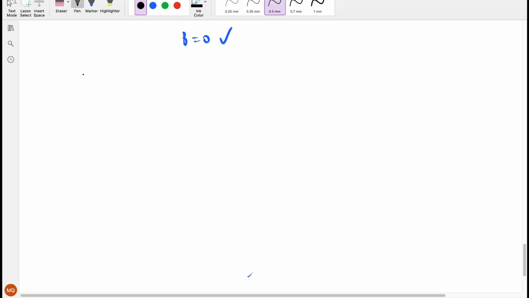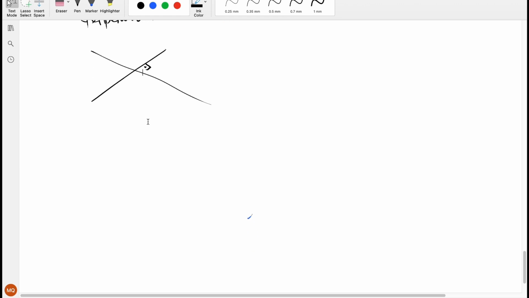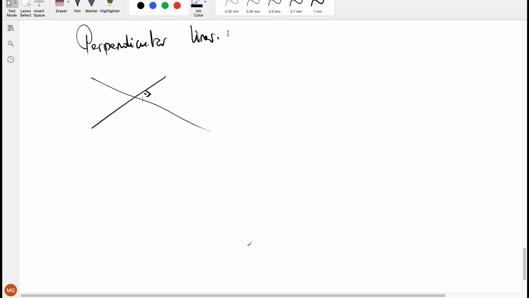Okay, the second one is perpendicular lines. Perpendicular means that two lines are intersecting at 90 degrees, or a right angle. So instead of perpendicular, you can also say intersecting at a right angle.